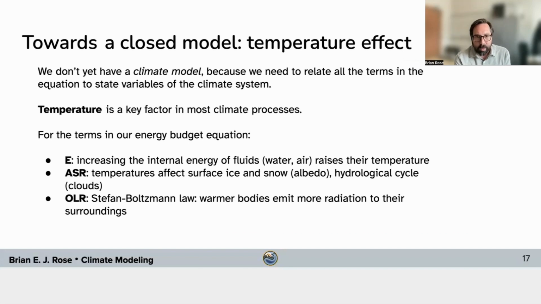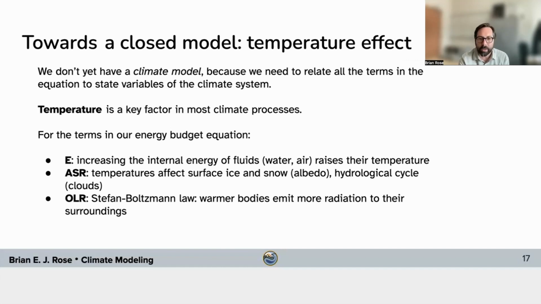So we don't have a climate model yet. To turn this into an equation I can solve, I need to relate all the terms in my physical budget statement to state variables of the climate system. So let's think about temperature, right? Temperature, as I said, is a key factor in most climate processes. And in the terms that are already in that equation I wrote down, temperature is involved in every single one of them. So for example, E, the energy content of the Earth system.